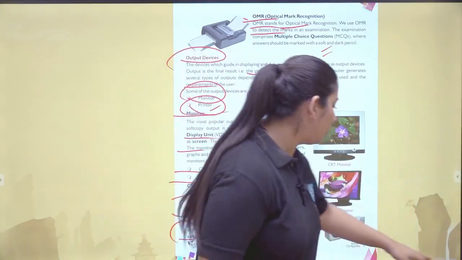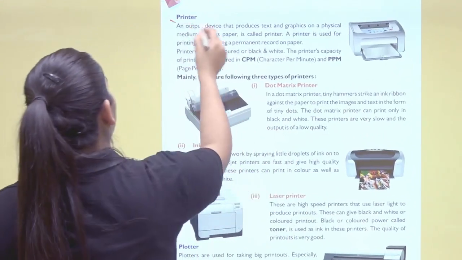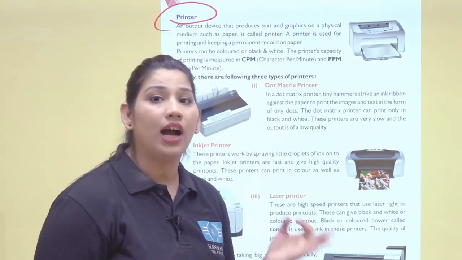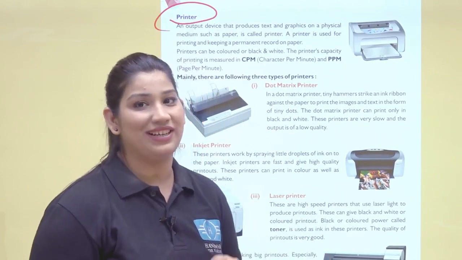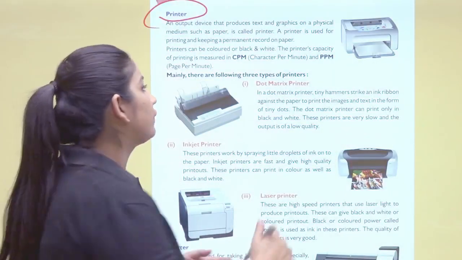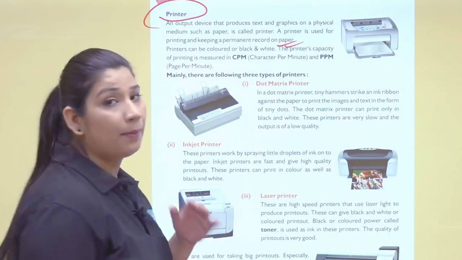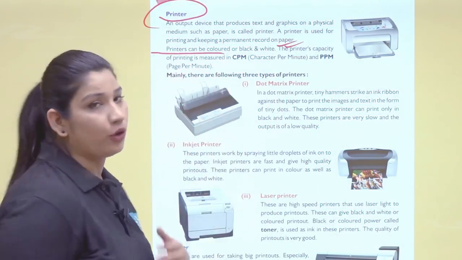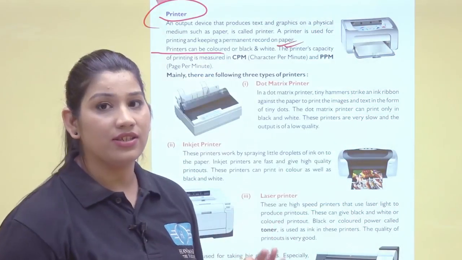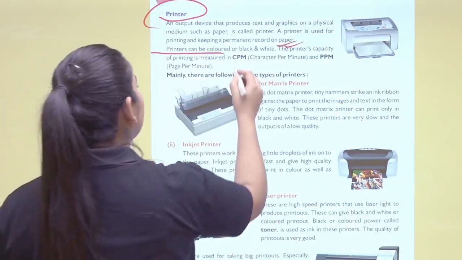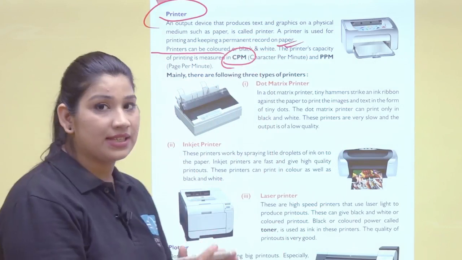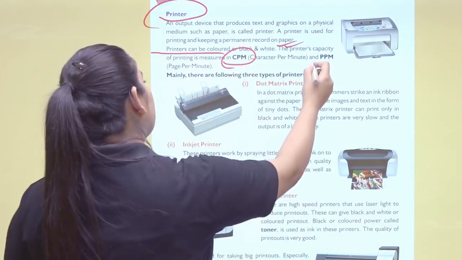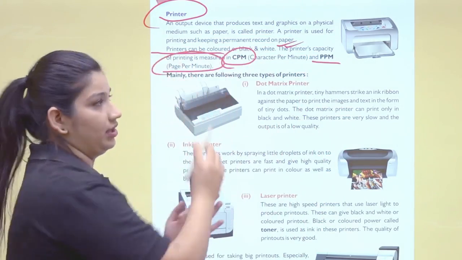Let us go forward and understand about the printer. An output device that produces our text in hard copy form is called a printer. A printer is used for printing and keeping a permanent record on paper. Printers can be colored or black and white. A printer's capacity of printing is measured in CPM. CPM stands for characters per minute and PPM pages per minute.